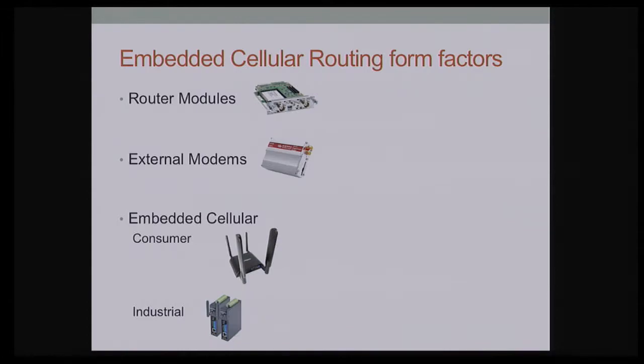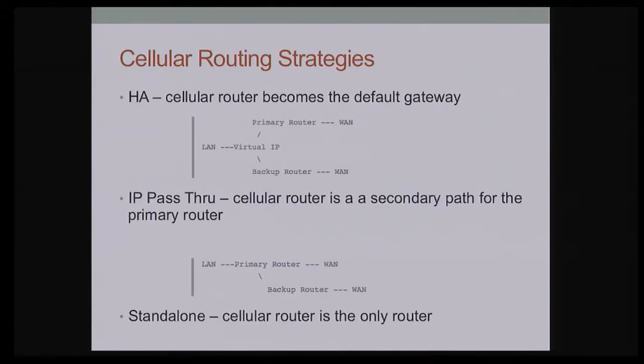In the cellular routing form factor, you get kind of two categories. You get adding cell to existing routing infrastructure, such as a module that might go in a router or an external USB modem. And then you get cellular routers, where the cell is embedded right inside the router. You can get two categories in that: the consumer-grade products and the industrial-grade products. When we talk about how people use routing technologies in this category, you'll find there's HA, which is high availability. The other one's called IP pass-through sometimes in the industry, or a third situation where the unit is standalone and it is the only routing for the location.